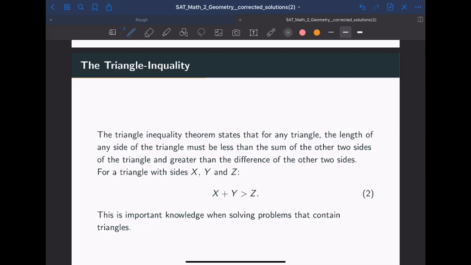Last but not the least, with regards to the triangles, is the triangle inequality. The triangle inequality theorem states that for any triangle, the length of any side of the triangle must be less than the sum of the other two sides, and greater than the difference of the other two sides, which essentially just means this inequality. For a triangle with sides x, y, and z, if this is side x, this is side y, and this is side z, then we always know that the sum of any two sides will be greater than the third side. This is important knowledge when solving problems that contain triangles.